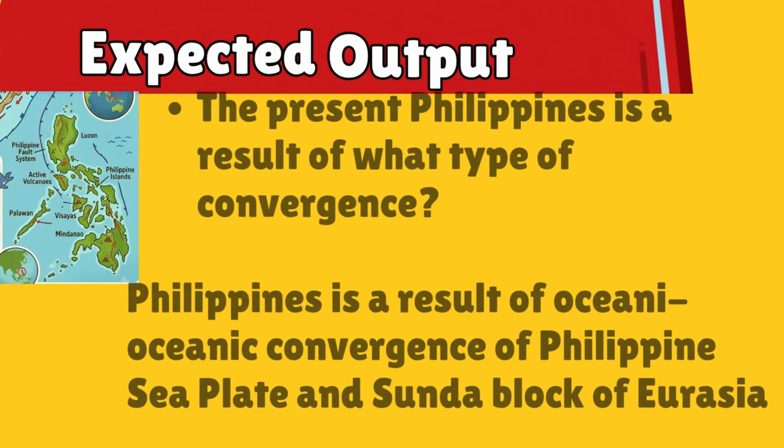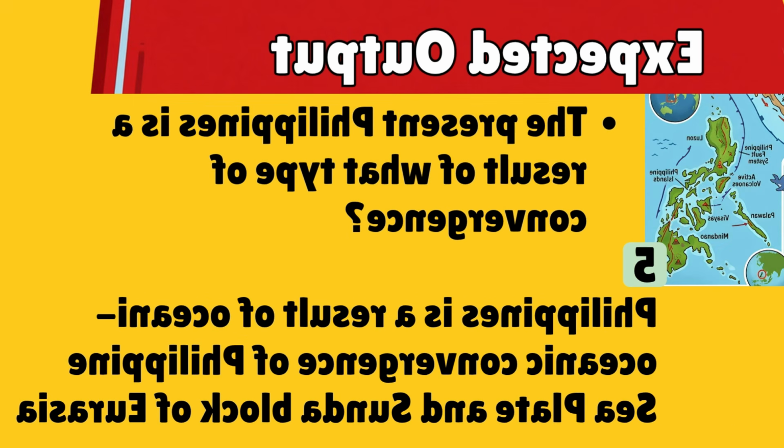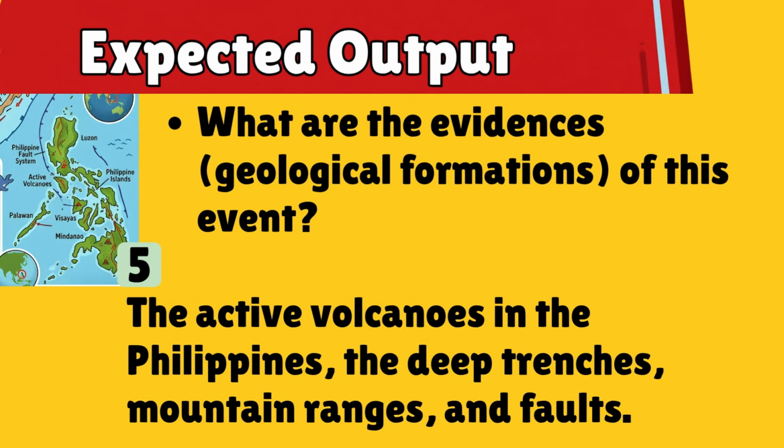And then for the fifth picture, that is the present Philippines, is a result of what type of convergence? So it is a result of oceanic convergence of the Philippine Sea Plate and the Sunda Block of Eurasia. So what are the evidences, such as geological formations, of this event? So the active volcanoes in the Philippines, the deep trenches and mountain ranges, and the fault systems.